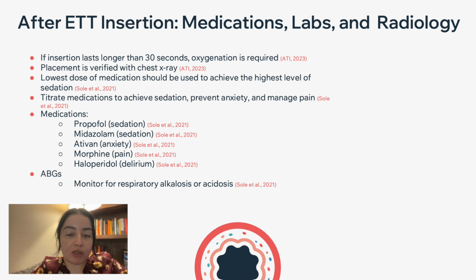Once intubation has been achieved, we want to ensure proper placement through the use of a chest X-ray. Once all of that has been verified and placement has been confirmed, we want to make sure that we are managing pain, anxiety, and sedation by titrating medications adequately. So we can use midazolam and propofol for sedation, morphine for pain, Ativan for anxiety, and haloperidol for delirium. We also want to make sure that we're checking the ABGs that the doctor orders, because we want to monitor the person for respiratory alkalosis or respiratory acidosis.